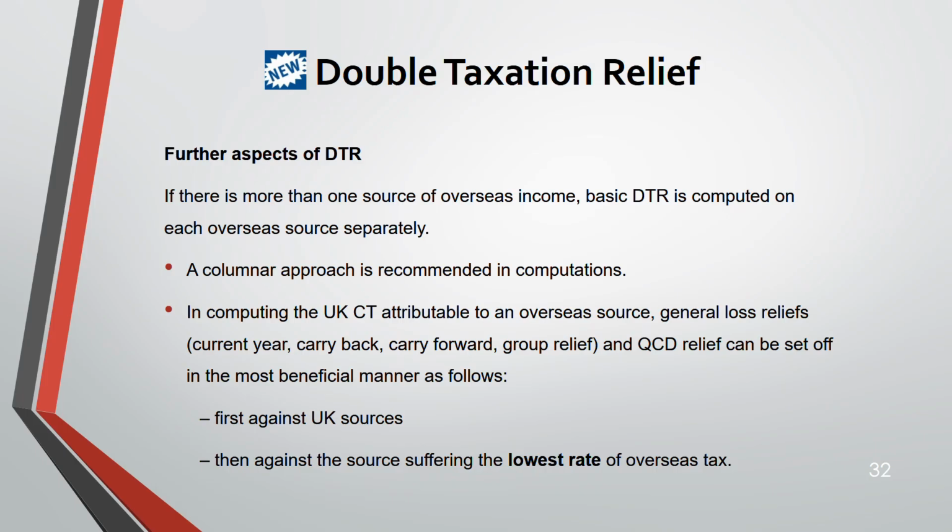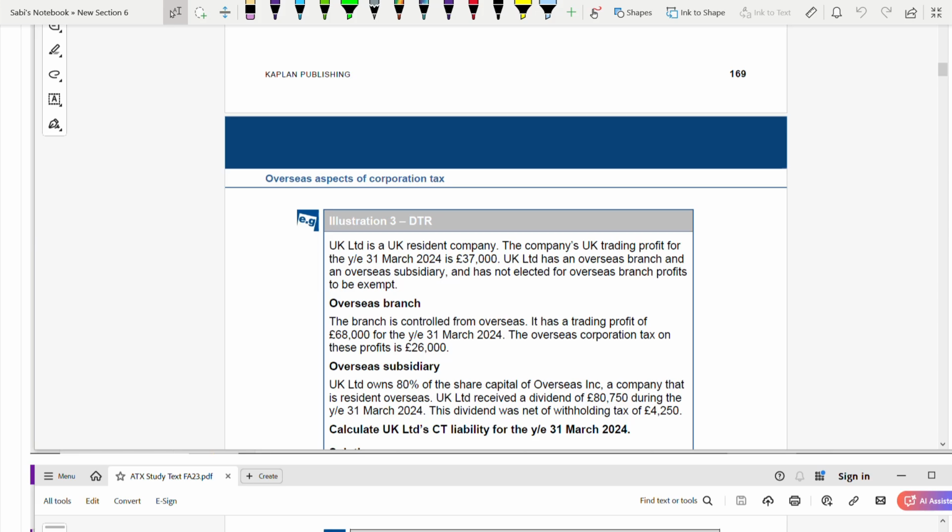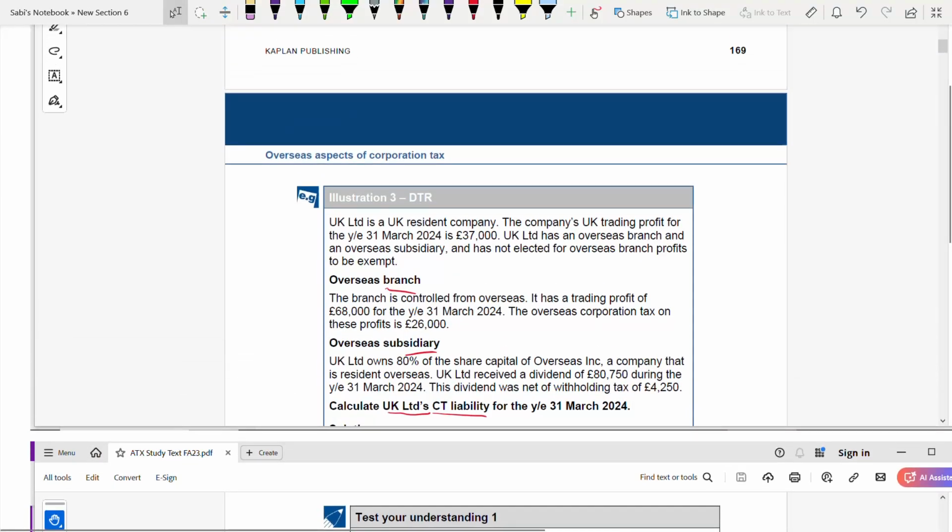Now let us do a question. Illustration 3. You have to calculate the UK corporation tax liability. You have been given an overseas branch and an overseas subsidiary. So here, UK Limited is a UK resident company. The company's UK trading profit for the year is 37, and they have an overseas branch and an overseas subsidiary, not elected for the exemption. Now, the branch is controlled from overseas.